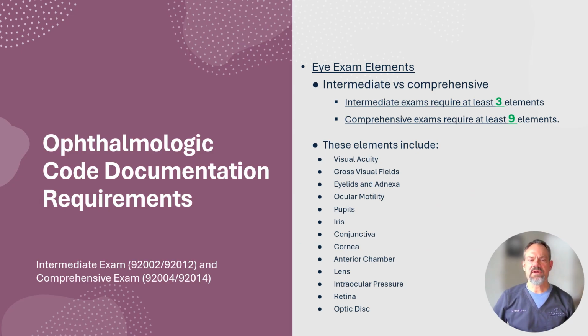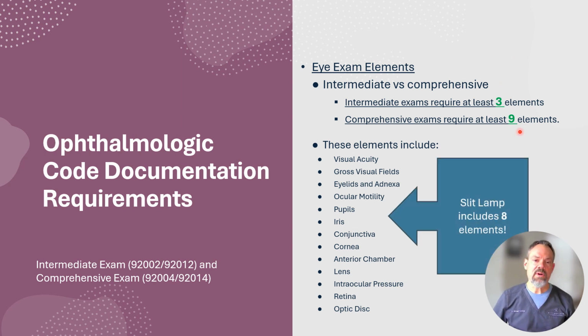9.2 codes can be either intermediate or comprehensive. To differentiate between those two, an intermediate exam requires at least 3 elements, whereas a comprehensive exam requires at least 9 elements. So you might think to yourself, 9 elements, that's a lot to get. But remember, if you do a slit lamp examination, you'll get at least 8 elements: eyelids and adnexa, iris, conjunctiva, cornea, anterior chamber, lens, retina, and optic disc. So right there you have 8 out of 9 elements. You throw in intraocular pressures and or visual acuities, you certainly meet that requirement.